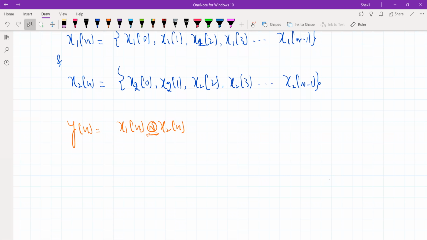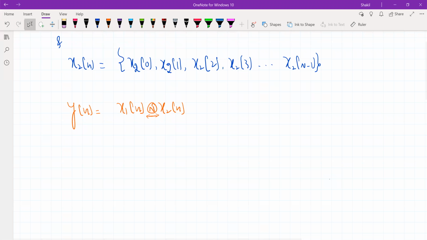But remember, if x1 of n is an N-point sequence and x2 of n is a sequence which has fewer than N points, how will you compute the circular convolution in that case? Then you have to add zeros to the second sequence, which has fewer points, to make it equal to N points. Let me take an example. Suppose x1 of n is this. So this is a 4-point sequence. x2 of n is, let's suppose, 1, minus 1 and 2. So this is a 3-point sequence.